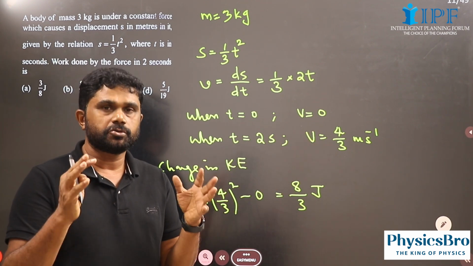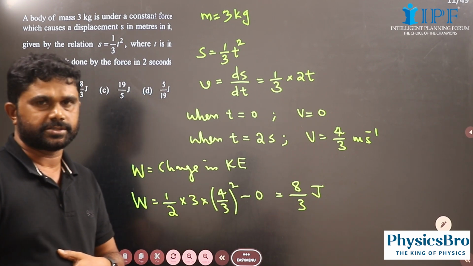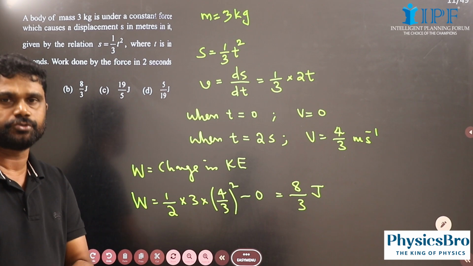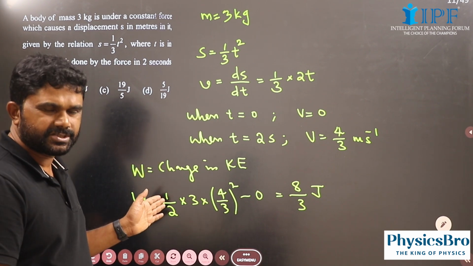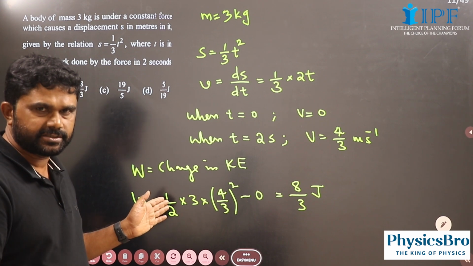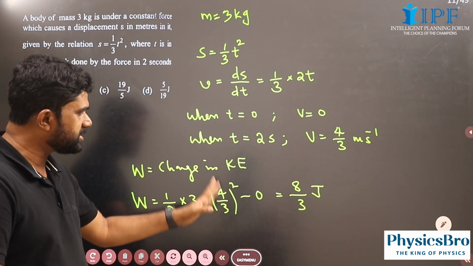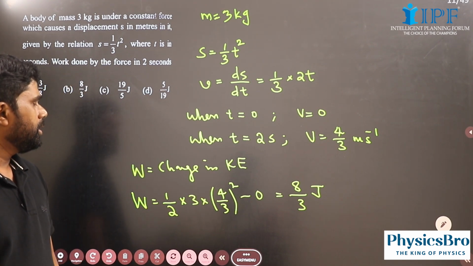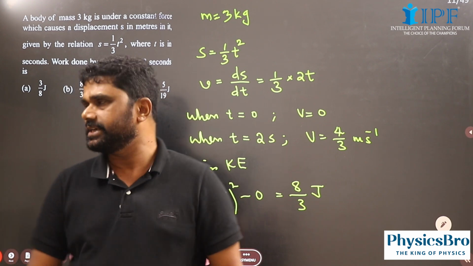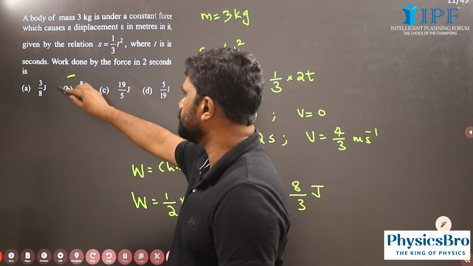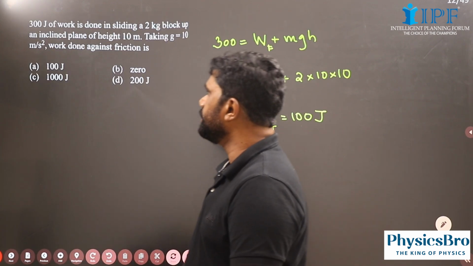Now work done equals change in kinetic energy, that means final kinetic energy minus initial kinetic energy. So half m v square minus u square. Initial velocity is 0, so initial kinetic energy is 0. So the work done will be the final kinetic energy, half m v square. Half into mass 3 kg, velocity is 4 by 3 whole square. So that is 16 divided by 6, or we can write 8 by 3. So this is 8 by 3 joules. Now let's see the next question.